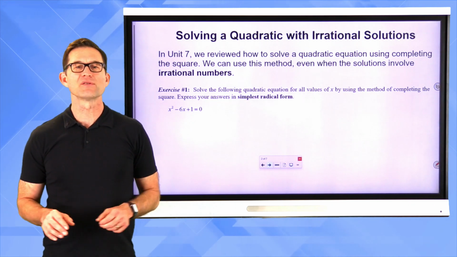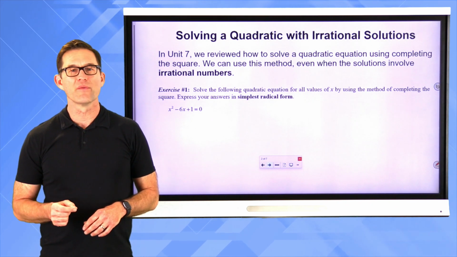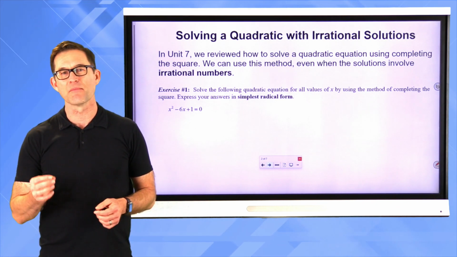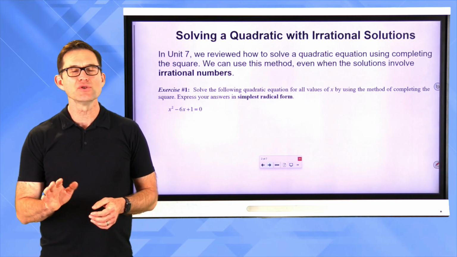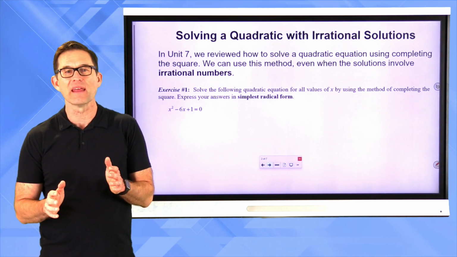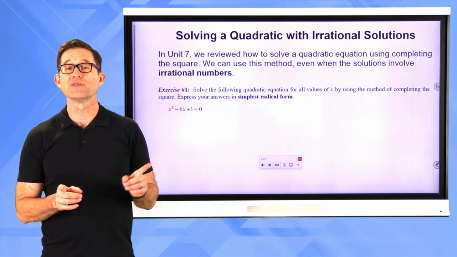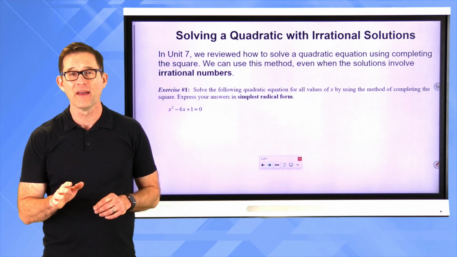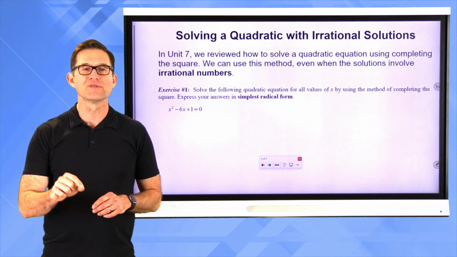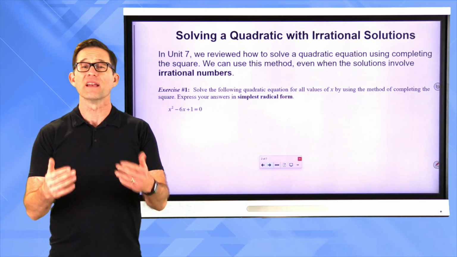So first, let's talk about solving a quadratic with irrational solutions. Back in Unit 7, we reviewed how to solve a quadratic equation using completing the square. But back there in Unit 7, our solutions were all rational numbers. We didn't have any irrational numbers. We can use this method even when the solutions involve irrational numbers. And the main irrational numbers aren't going to be things like pi, but they're going to be like square roots of non-perfect squares. So the square root of any non-perfect square is an irrational number.